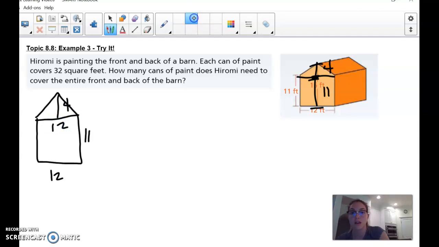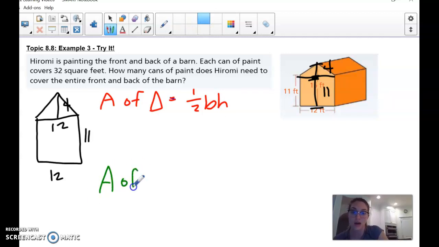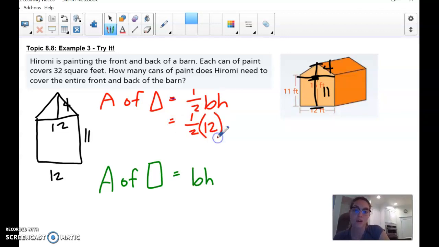So we need to be finding the area of our triangle, which is 1/2 our base times our height. And we also need to be finding the area of our rectangle, which is equal to our base times our height. Now the area of the triangle, if we do 1/2 our base times our height, the base of that triangle is 12. The height of that triangle is 4. So I can multiply straight across.